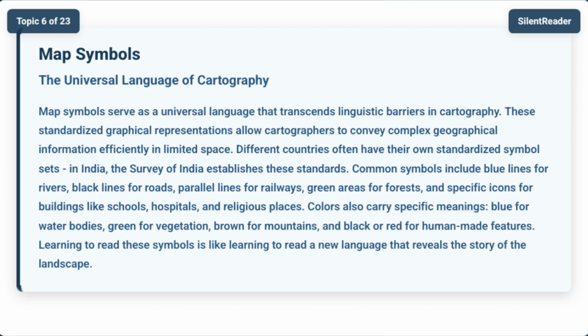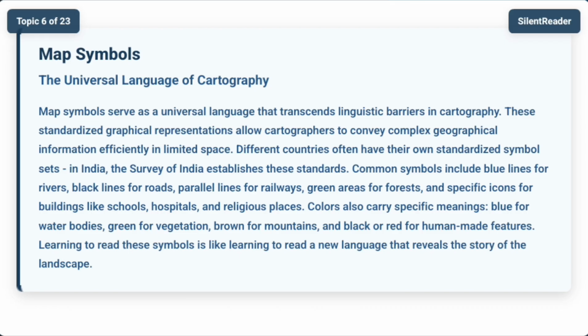Map symbols. Map symbols serve as a universal language that transcends linguistic barriers in cartography. These standardized graphical representations allow cartographers to convey complex geographical information efficiently in limited space. Different countries often have their own standardized symbol sets. In India, the Survey of India establishes these standards.